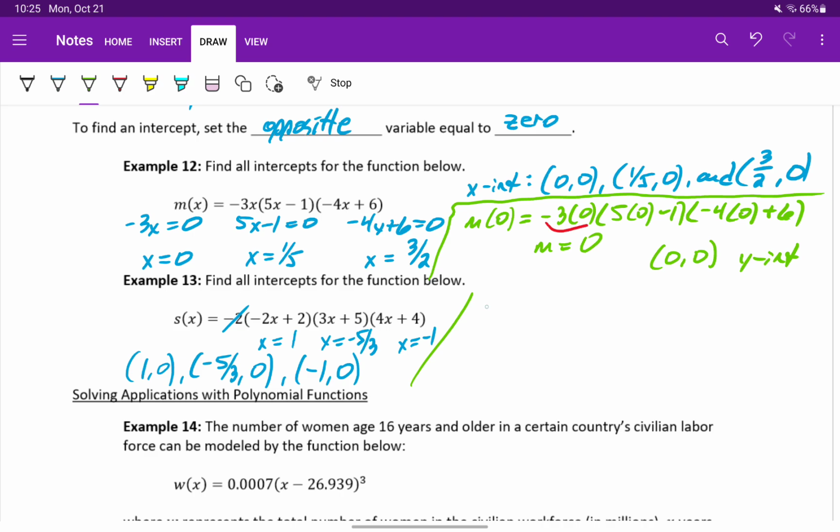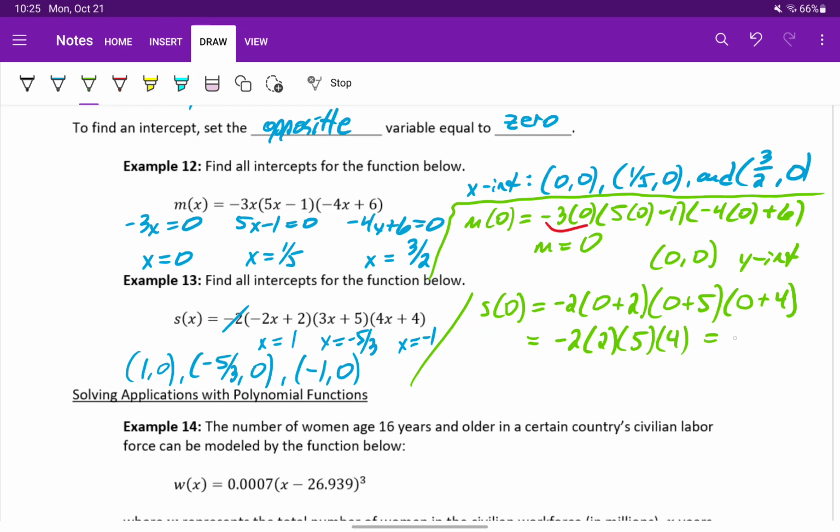And then to find our y-intercept, again, we'll evaluate this at 0, which will become negative 2 times the quantity 0 plus 2, times the quantity 0 plus 5, times the quantity 0 plus 4. In this case, not everything is being multiplied by 0, like we had in example 12, so we'll need to evaluate this. This will become negative 2 times 2 times 5 times 4, or negative 80, giving us a y-intercept at the point (0, negative 80).